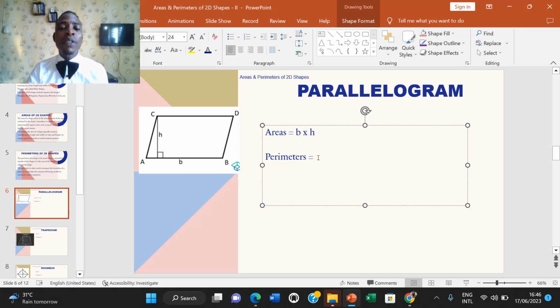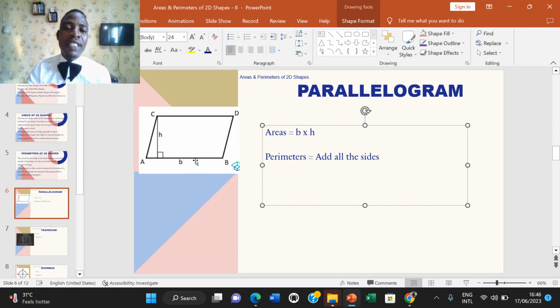Perimeter of any shape is just to add all the sides. We said that earlier. So the formula for the perimeter of a parallelogram is to add all the sides together. When we come to properties of parallelogram or properties of 2D shapes, we'll go into some analysis. But basically, to find the perimeter of a parallelogram, just add all the sides.